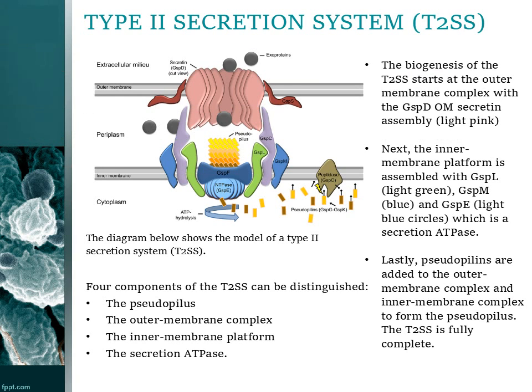The biogenesis of the type 2 secretion system starts at the outer membrane complex, which is in light pink. Next, the inner membrane platform is assembled with components in light green, blue, and light blue. Lastly, the pseudopilins are added to the outer membrane and inner membrane complex to form the pseudopilus. Now, the system is complete. The 4 components of the type 2 secretion system can be distinguished as the pseudopilus, the outer membrane complex, the inner membrane platform, and the secretion ATPase.